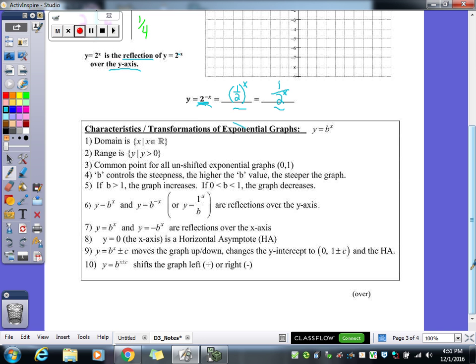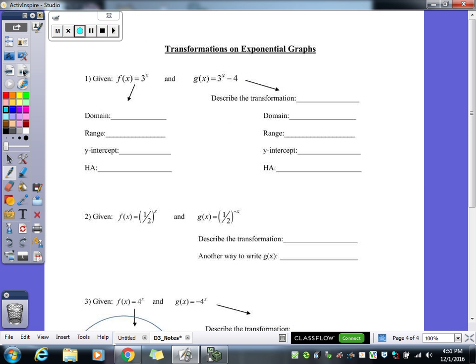So again, we talked about this. Here are characteristics of our exponential graphs. Again, I'm not going to read through it. You guys can read through them yourselves. We've been through our transformations. So let's take a look at our last page here. What I want you to do first, type this in your y1, type that in your y2, so we can take a look at them.